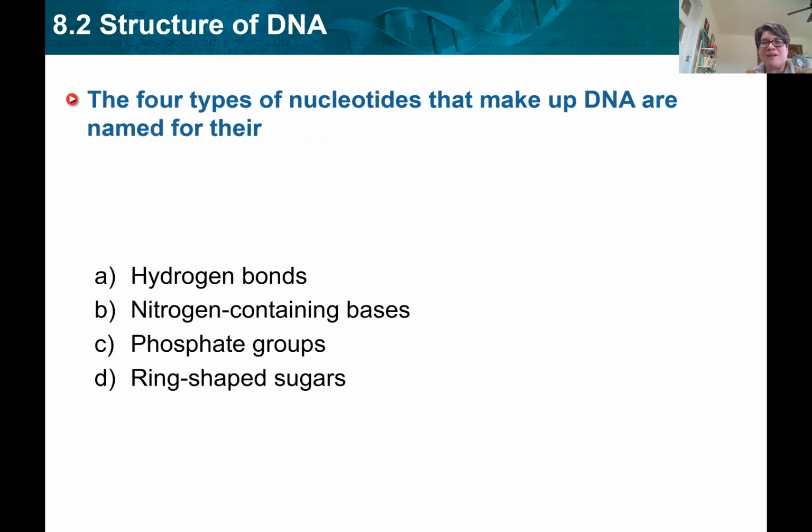Oh, 4 types of nucleotides that make up DNA are named for their what? And if we were doing a bonus here, I would ask you, what are those 4? They are A, T, C, and G. And then you can think about which ones are pyrimidine single ring and which ones are purine double ring. So the C and the T are pyrimidine single ring, and then the A and the G are purines double ring, and then U is also a single ring pyrimidine.